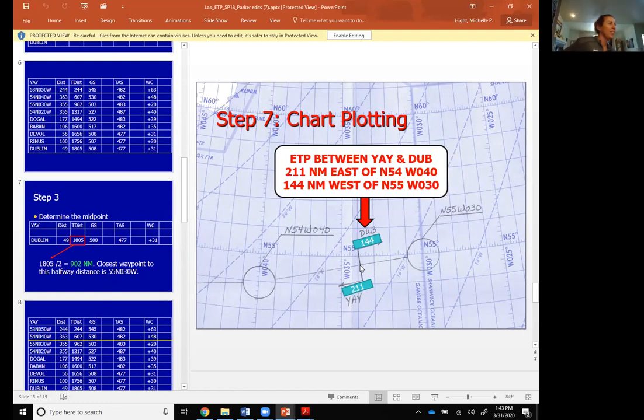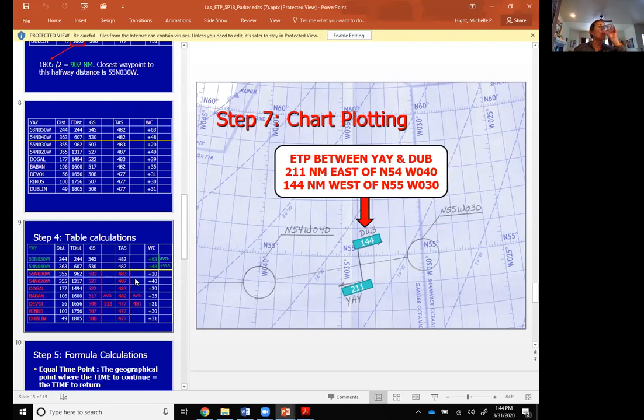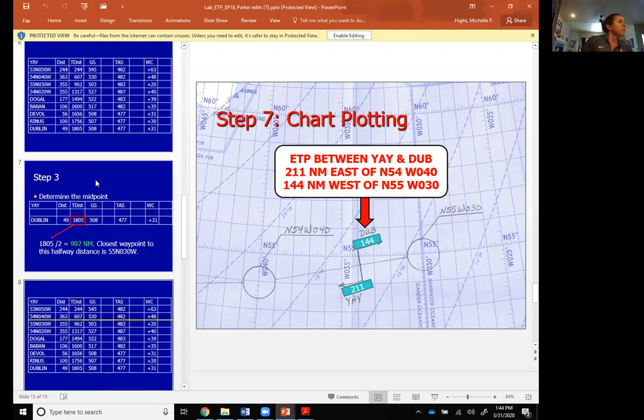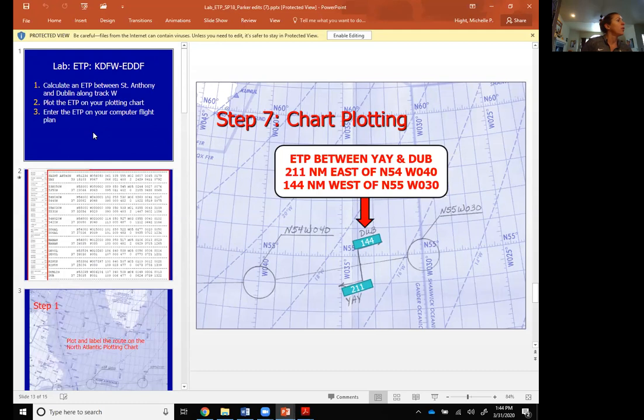Before your ETP, if you have something critical happen, you're going to turn around. If you're after your ETP, you're going to continue. All it's saying is that at that point, it is equal time to go either way, not equal distance. Just clarifying what an ETP is. Absolutely. So St. Anthony is back there, a perfectly great place to land.